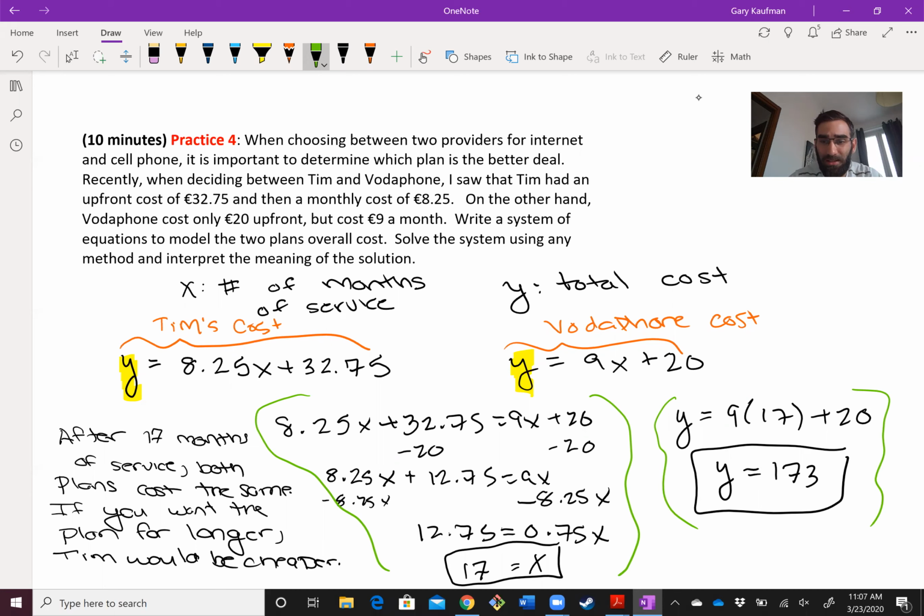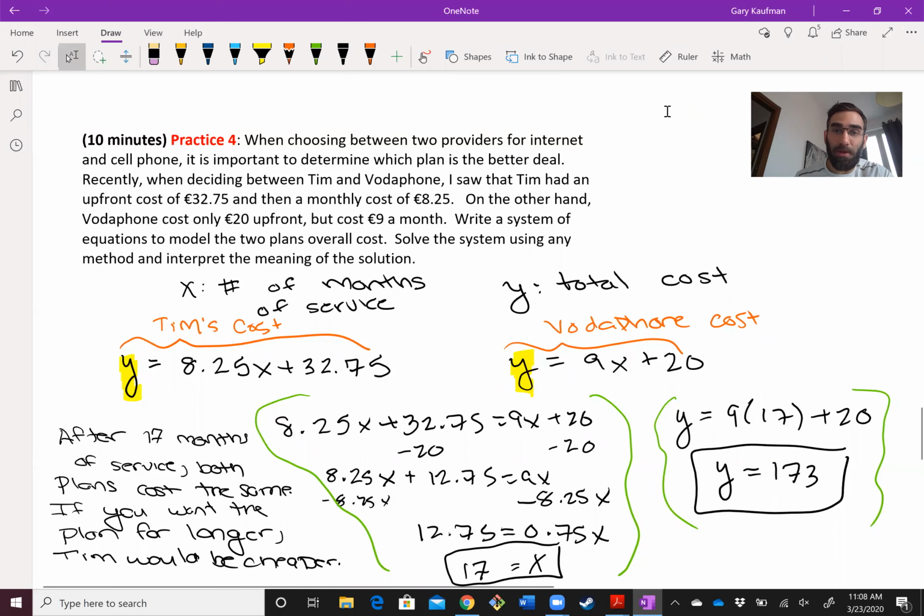And what this means is after 17 months of service, both plans cost the same. So if you want to plan for longer than 17 months, then go for the one that ends up being cheaper, because each month after that, Vodafone costs 9, Tim costs 8.25. So Tim would be 75 cents cheaper. If you're only going to want to plan for a year, well, then actually it's cheaper to do Vodafone. And so that's how we then take it a step further and interpret the meaning of the solution.